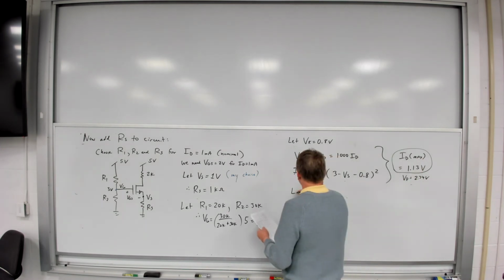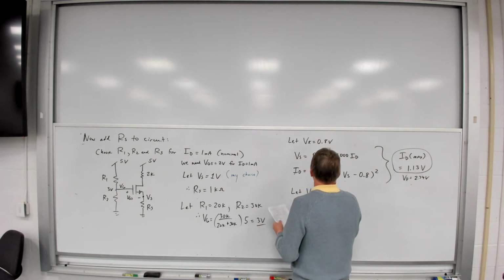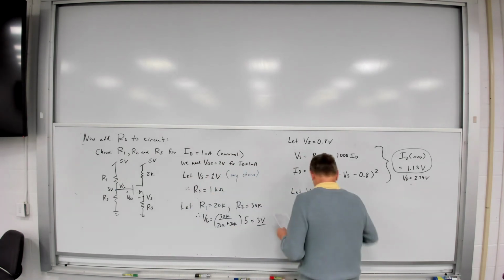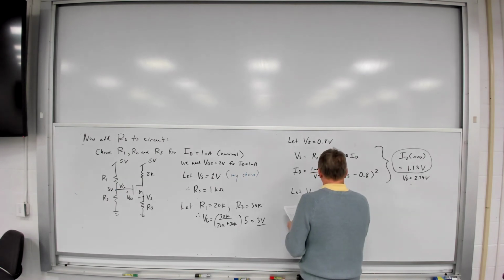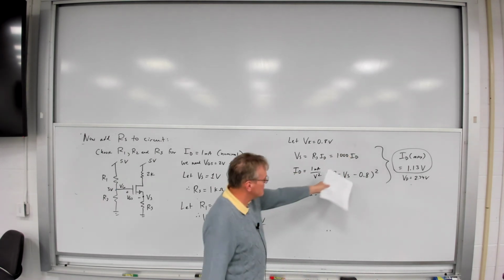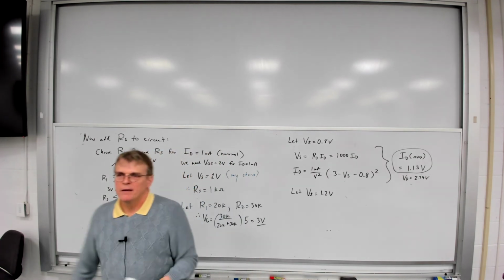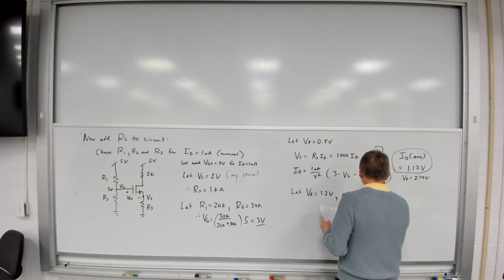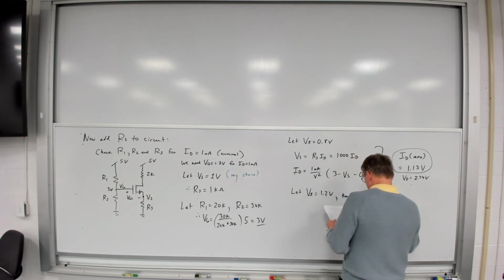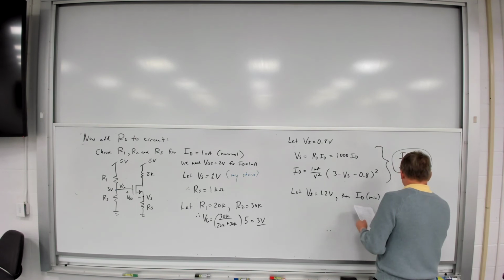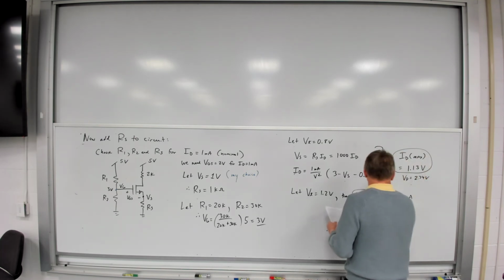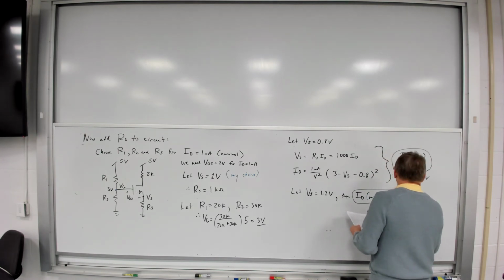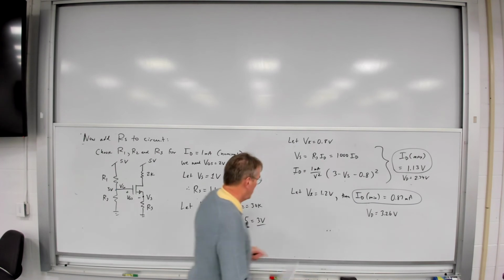And if we let VT equal 1.2 volts, I can take the same equations, plug in the different VT value, and we will get that ID min will be equal to 0.87 milliamps. And VD is now equal to 3.26 volts. Okay.